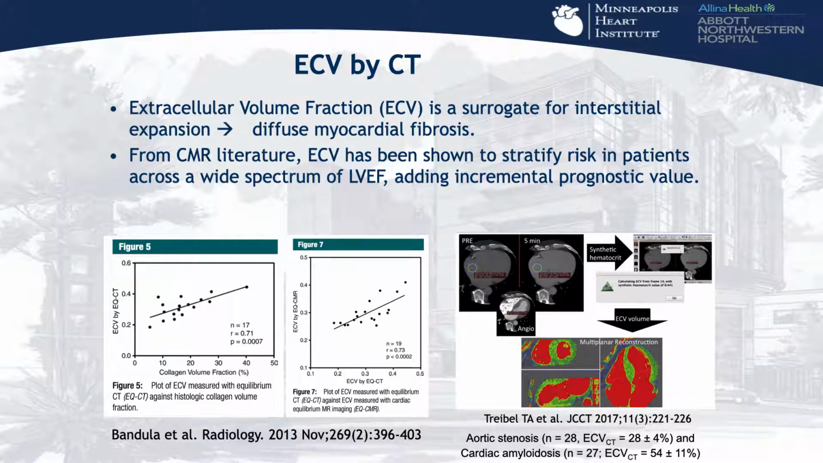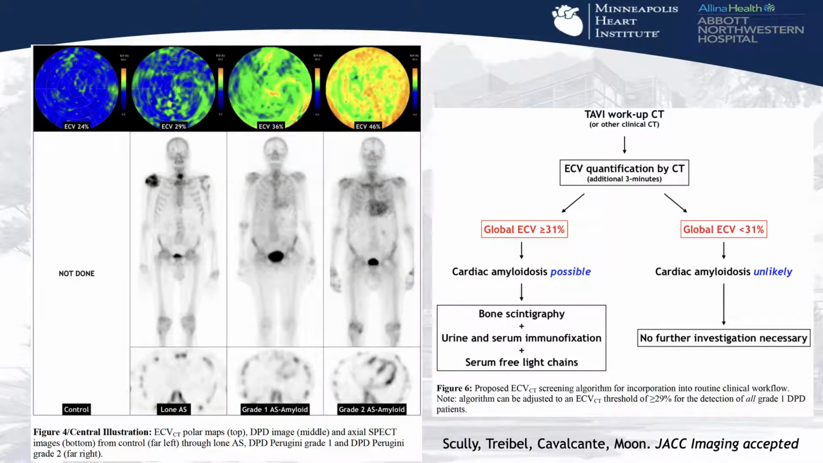This is work by Tom Treibel, my colleague from Barts, showing that in patients with aortic stenosis we have a slightly higher ECV by cardiac MRI, but patients that have cardiac amyloidosis have a significantly higher ECV, and this was not in the presence of AS plus cardiac amyloidosis. But more recently, we have been working together on this cohort, and we found that when this ECV goes above 31%, amyloidosis is highly possible, and we can see here that this ECV by CT has a very nice correlation with PYP. This was recently accepted to JACC Imaging, and perhaps that could be our strategy in the screening evaluation of these patients.